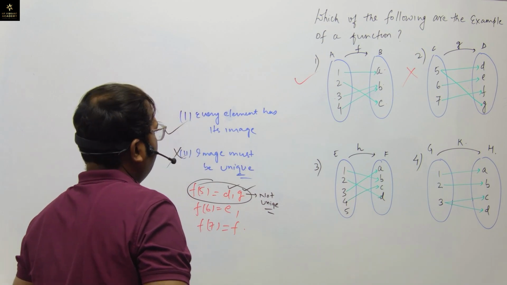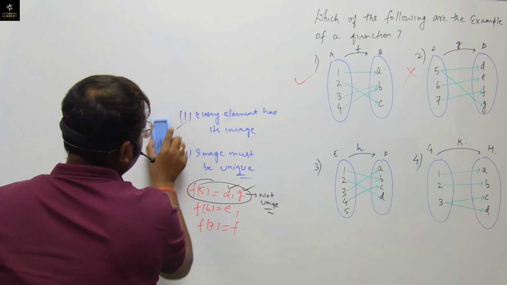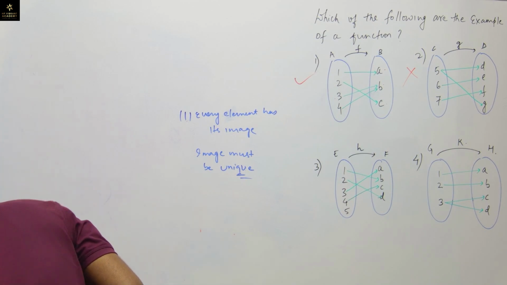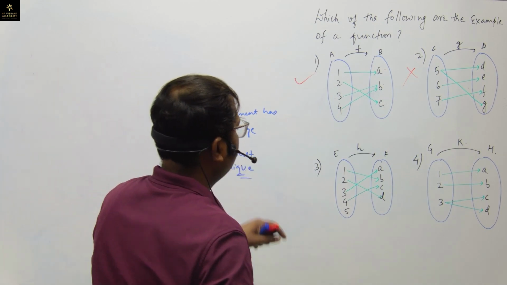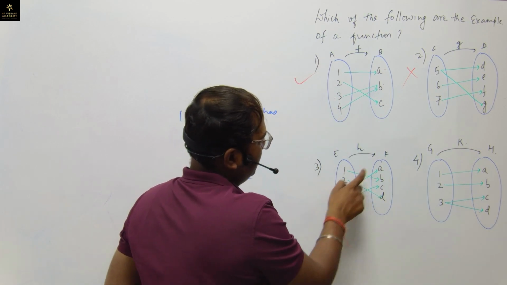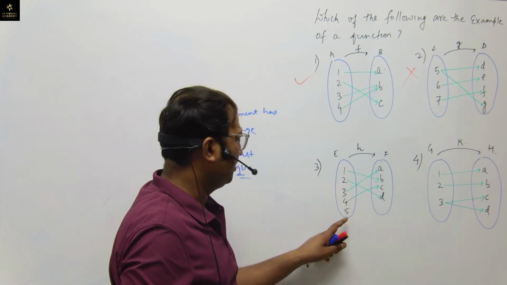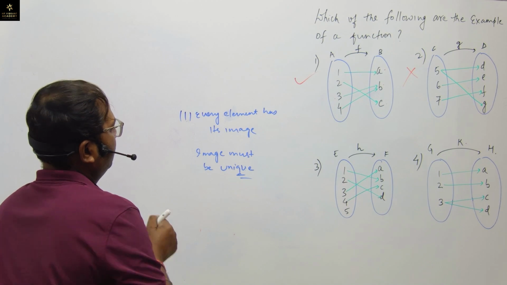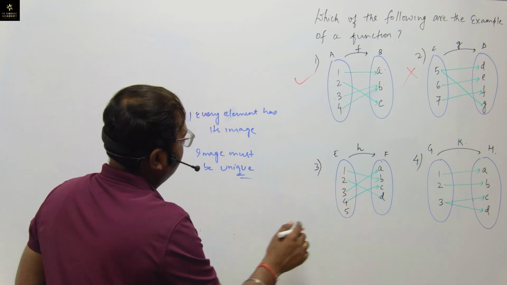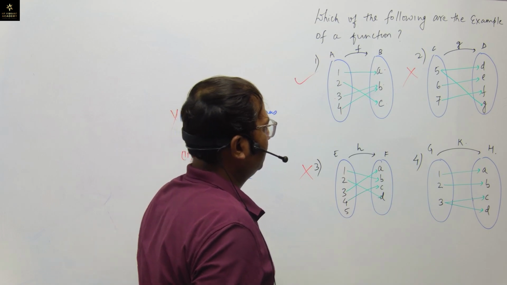Okay, so let us apply these conditions. So the first condition is every element has its image. 1 का इमेज है, सही है। 2 का इमेज भी है, 3 का इमेज भी है, 4 का इमेज भी है। 5 का इमेज नहीं है। ओके, so the image of 5 is not defined, so the first condition is not satisfied. और image must be unique, यूनिक है क्या, हाँ है। But first condition is not satisfied, so this is not a function.